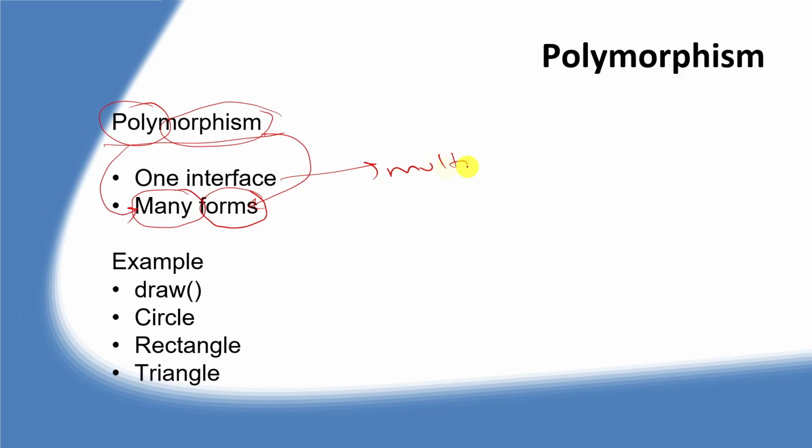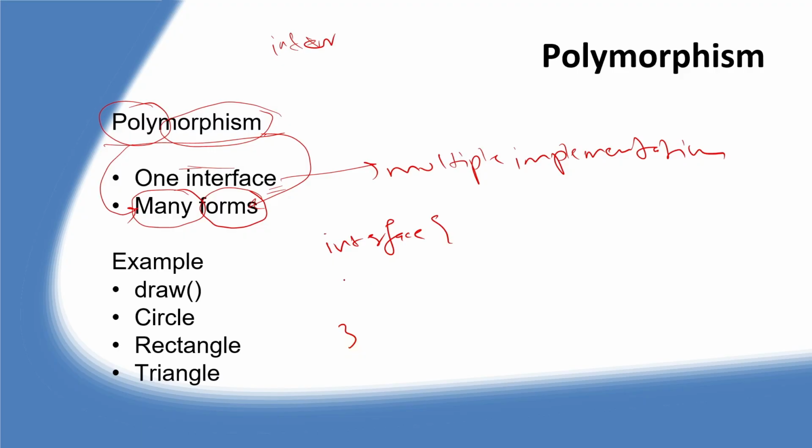So think of it like there is one interface. An interface is just a concept in which we only have declarations. I will tell you about interfaces. An interface will have only method declarations.